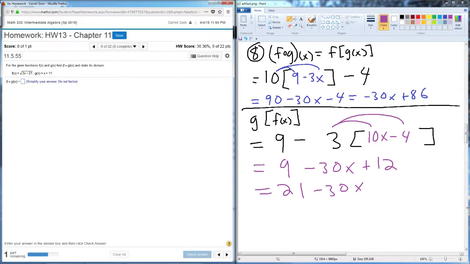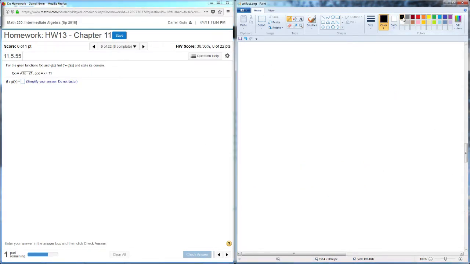Number 9. Whew. This stuff is using a lot of scratch paper. For the given functions f of x and g of x, find f of g of x and state its domain. Well, this is a very hard problem, so f of g of x first. So f of g of x is f of g of x.